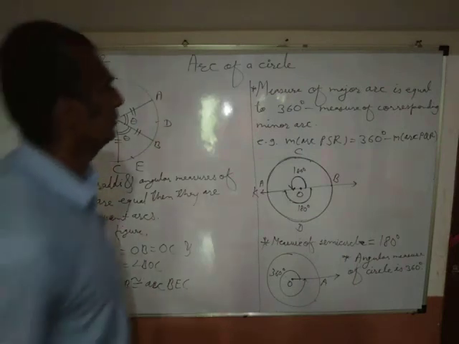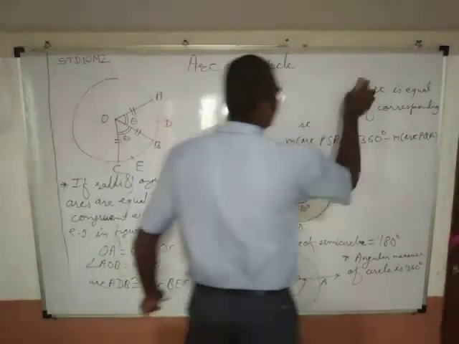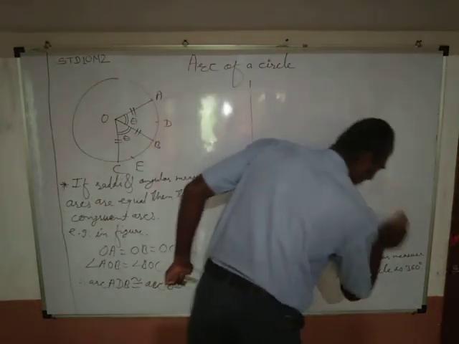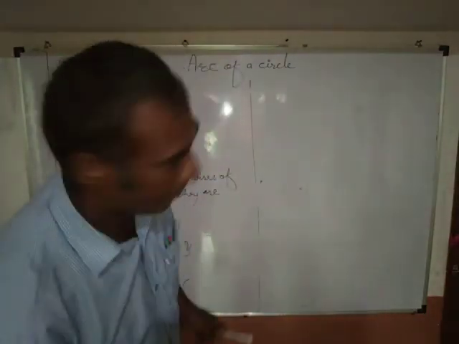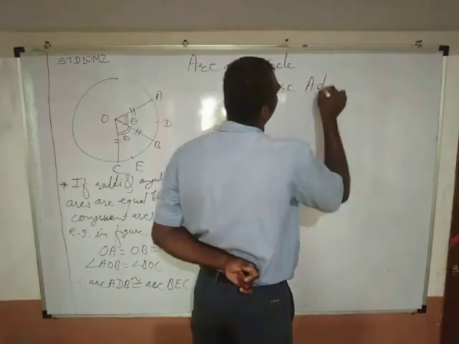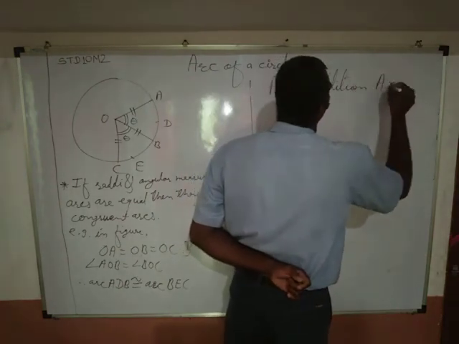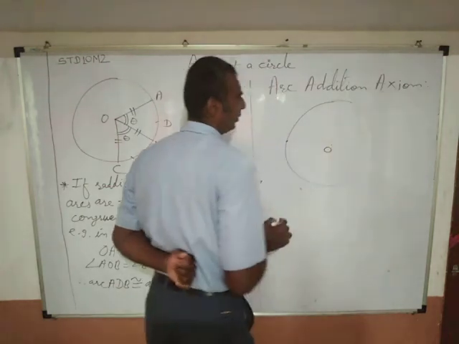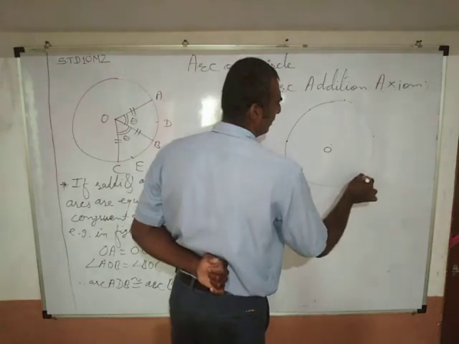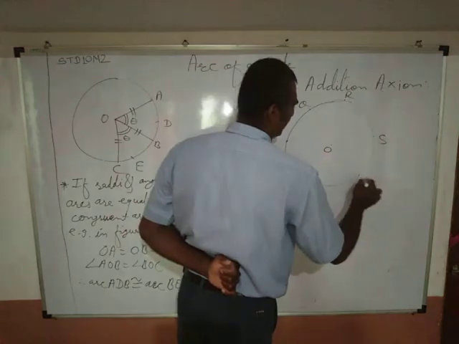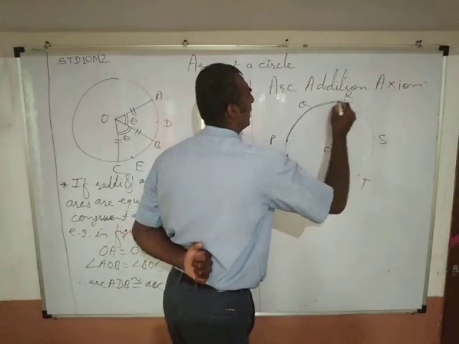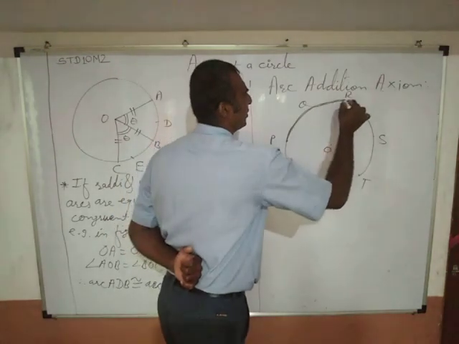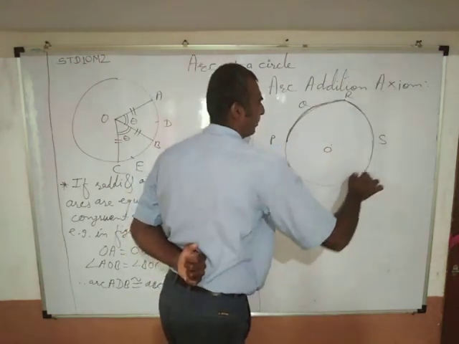Now last article, arc addition axiom. Let's consider a circle and let the center of circle be O. Points on that circle be P, Q, R, S, T. Now here, if we consider an arc PQR and arc RST, okay, if we add arc PQR and arc RST, we have an arc PRT.